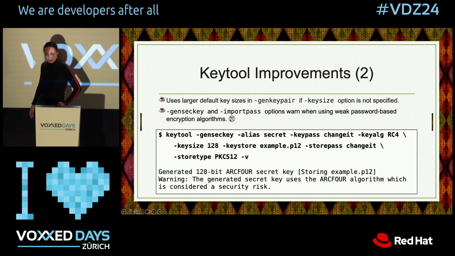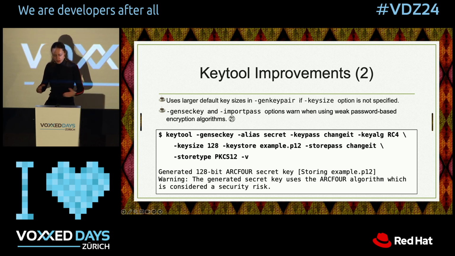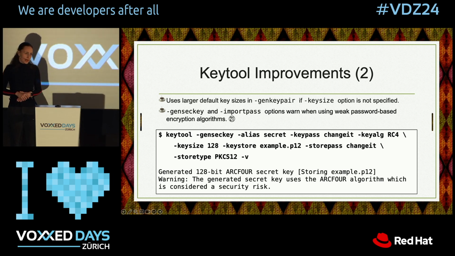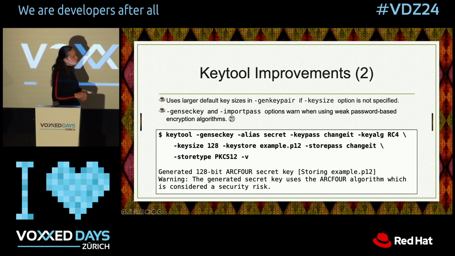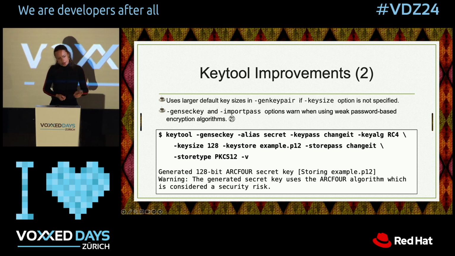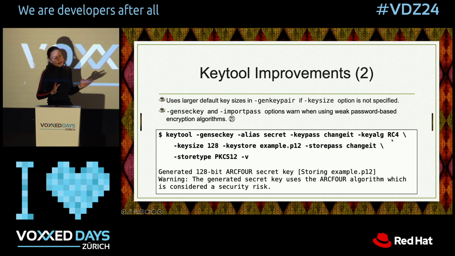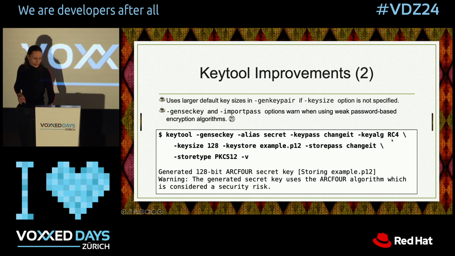Now, a next improvement to keytool is that -genseckey and -importpass warn you if you're trying to use weak PBE algorithms. What this means is that if you're using weak password-based encryption algorithms, you're going to get a nice warning, like in the example here. How does keytool know that? Well, it uses the -keyalg option that you see there, -keyalg RC4, to understand that, hey, you're using a vulnerable algorithm when you're trying to use -genseckey in this case.